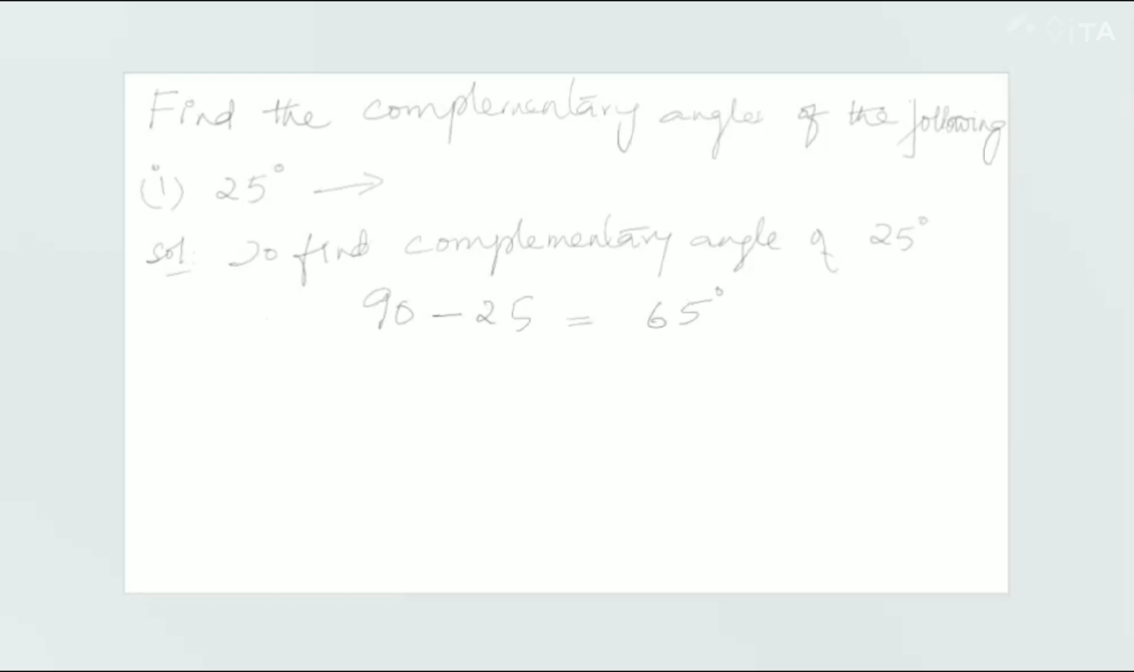So what is the method? To find the complementary angle of 25, we should subtract 25 from 90. You will get 65. So 65 degrees is the complementary angle of 25.